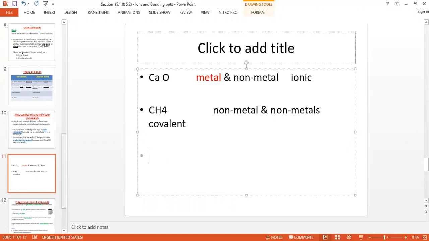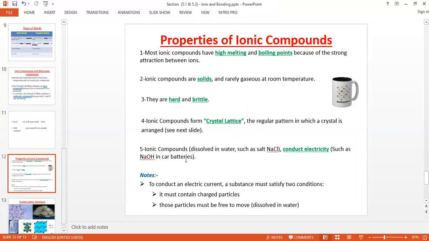Then you have to know the characteristics of all ionic compounds and all covalent compounds. Here we'll mention the characteristics of ionic compounds, and the opposite is for the covalent. First, most ionic compounds have high melting point and boiling point because they have a strong attraction force between their elements. The second and most familiar property is that they are solid at room temperature, except some rarely gaseous compounds.